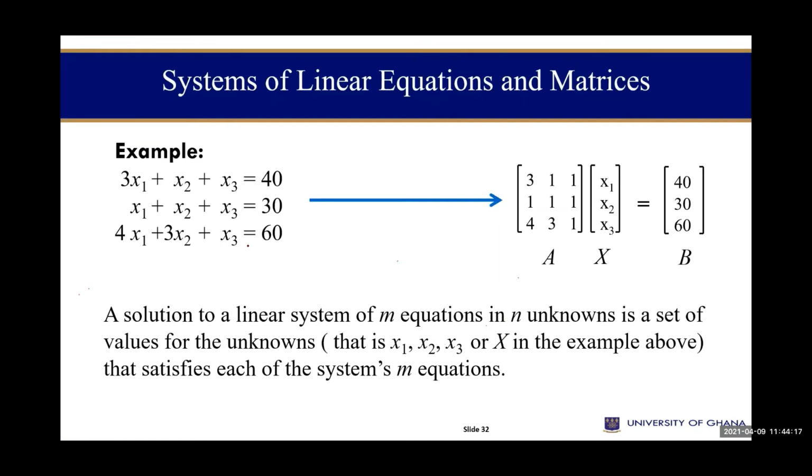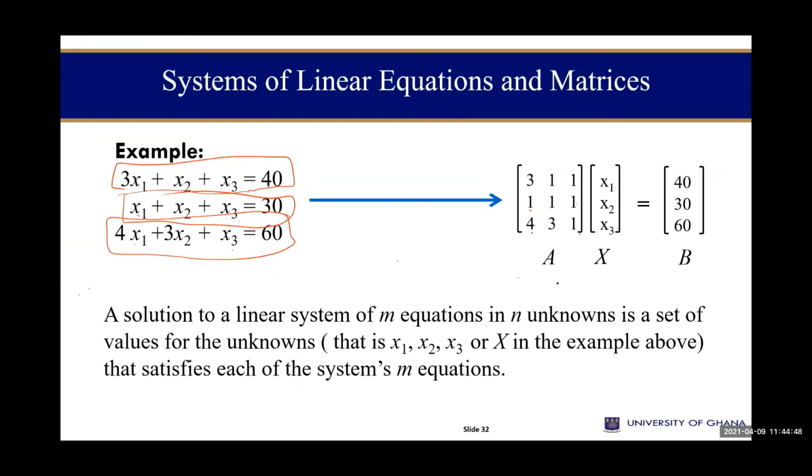All that we said is that in the quest of transforming, group all the coefficients. Remember, these are 1, 1, 1 in front of the x2, x3 variables. So you have 3, 1, 1. That is the first row. Then the second row, 1, 1, 1. The third row is what? 4, 3, 1.